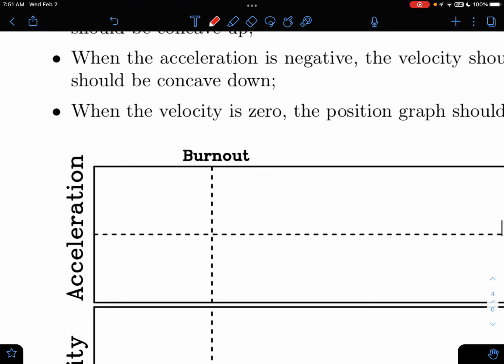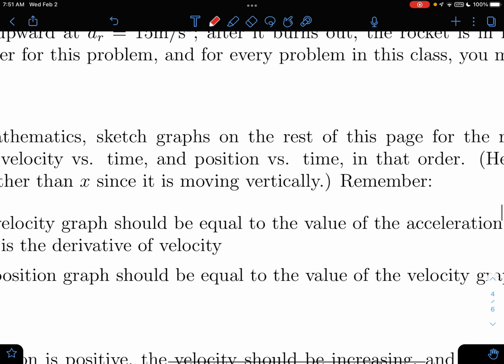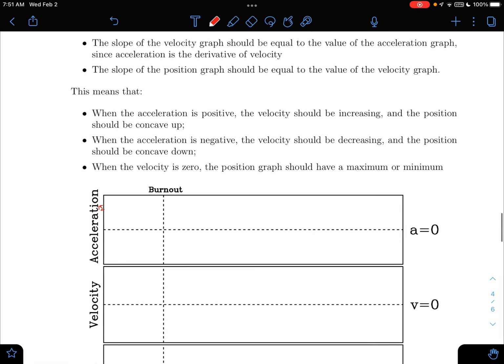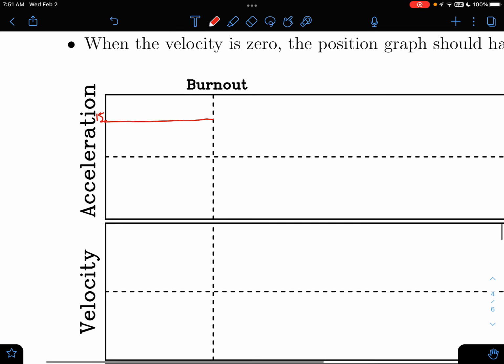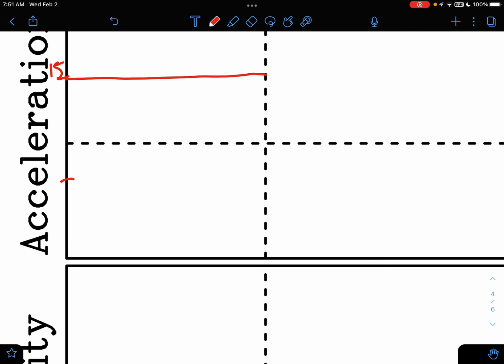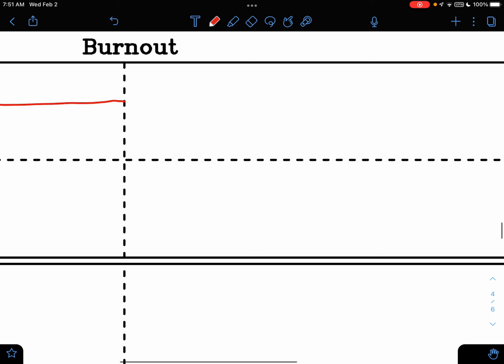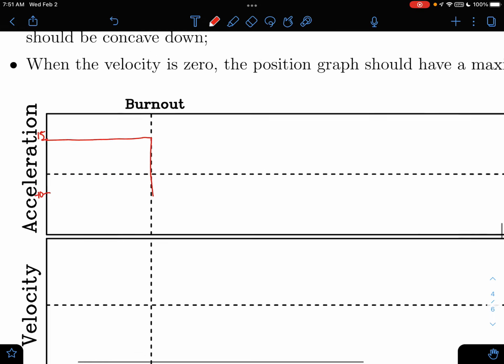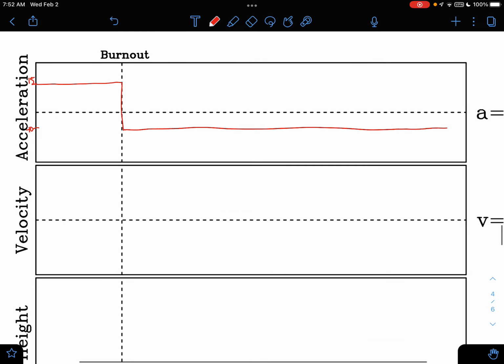So first things first, our acceleration, right? We're told at first the acceleration is 15 meters per second squared, right? Right before burnout ends, we start at our constant acceleration there, right? And then we drop to negative 10 meters per second squared, because gravity's acting downwards, right? So we're going to drop, and now that is constant. Ooh, that is not a straight line. That's a little better. Cool.